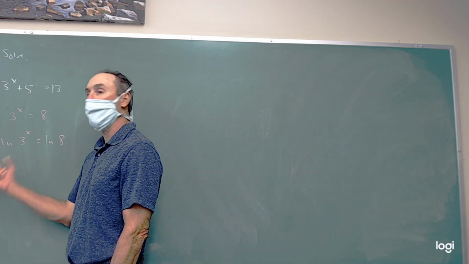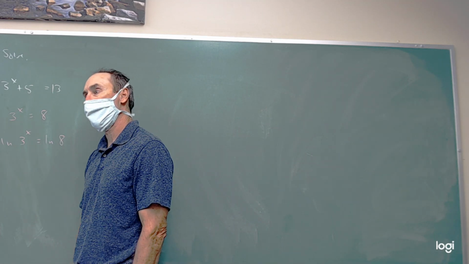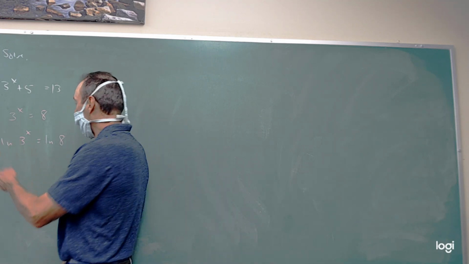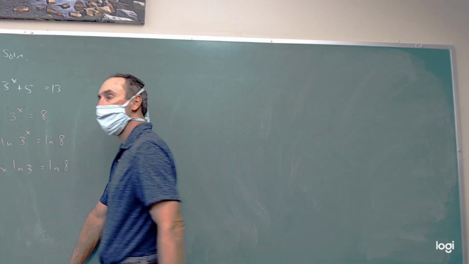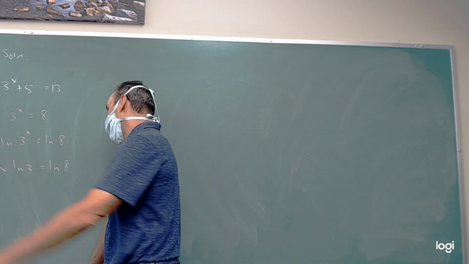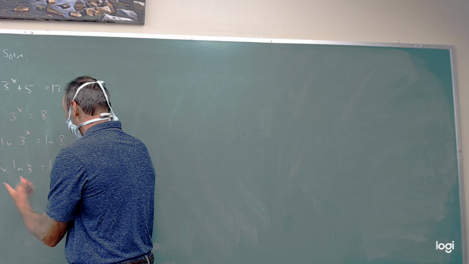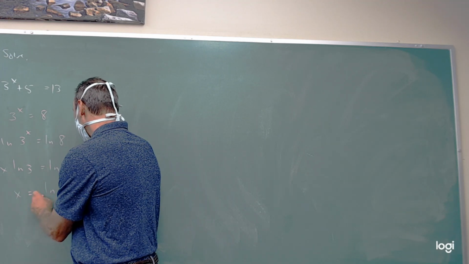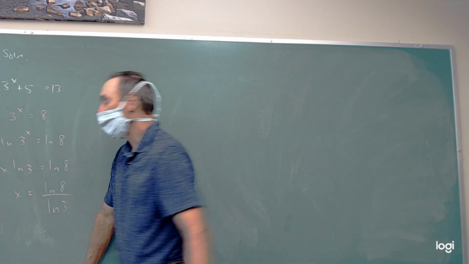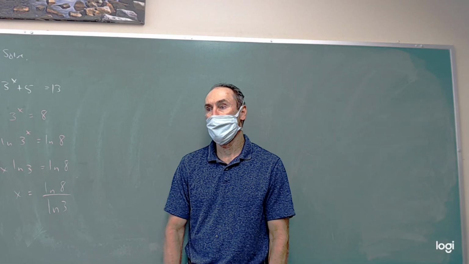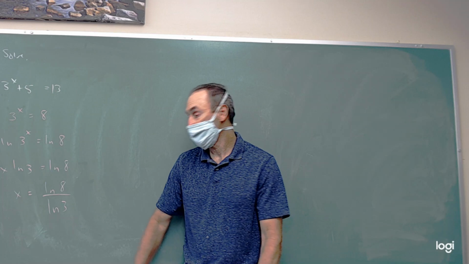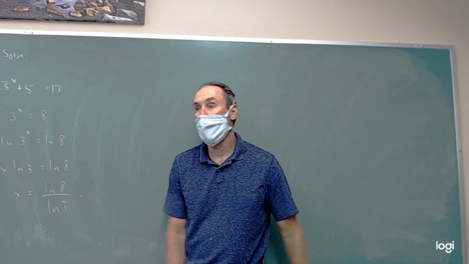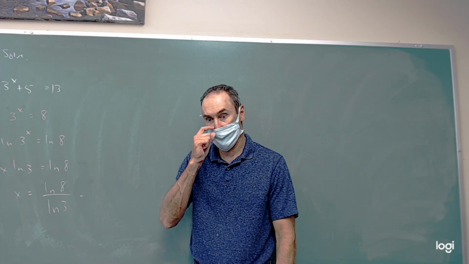Now, what happens to the natural log of 3 to the x? The x comes in front, so you get x natural log 3 is natural log 8. And now we can just divide that natural log 3. It's a funny number, but it's just multiplying the x. And so we're going to get natural log 8 over natural log 3. Is that okay? So throw it on your calculator. And we're going to round to 3 decimal places.